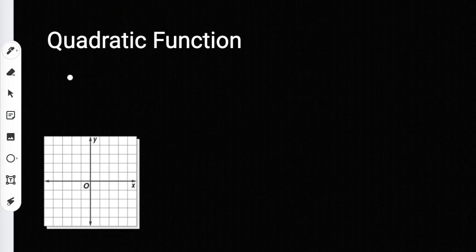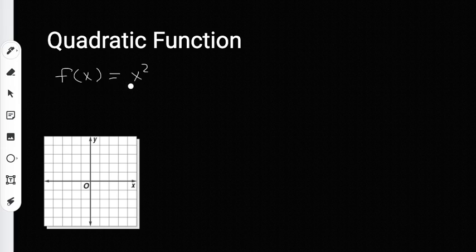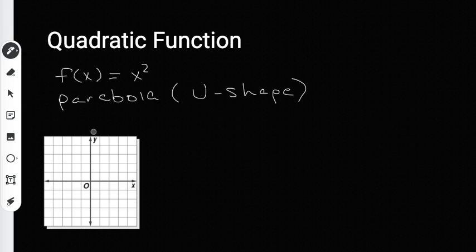Now the next function that we're going to talk about is the quadratic function. It's going to be f of x equals x squared. And when you graph it, you're going to get what's called a parabola. And sometimes you'll hear this called a U-shape. So here's what it's going to look like. And if you've ever graphed y equals x squared before, you know what it's going to look like.